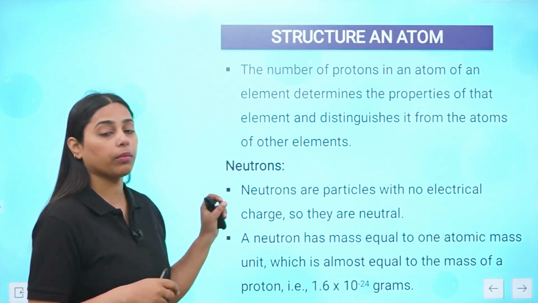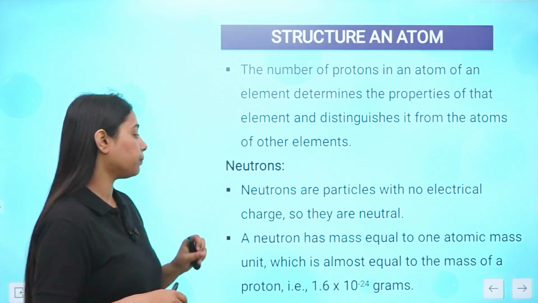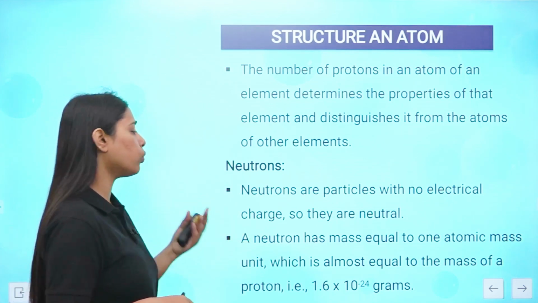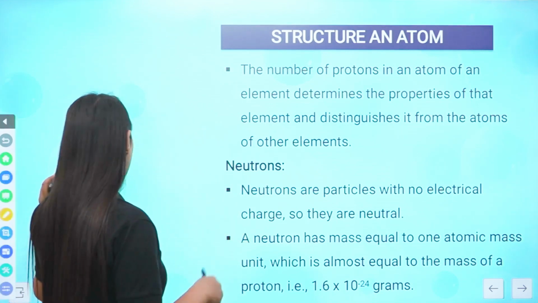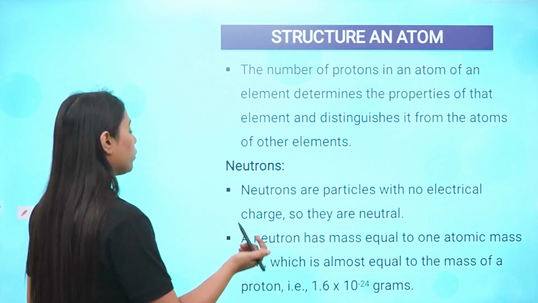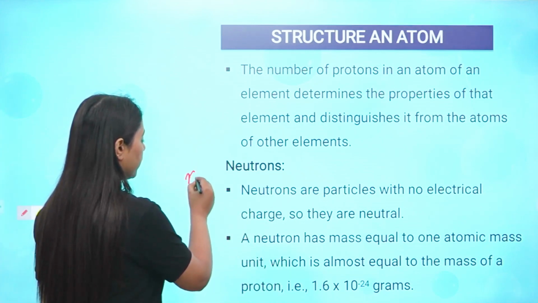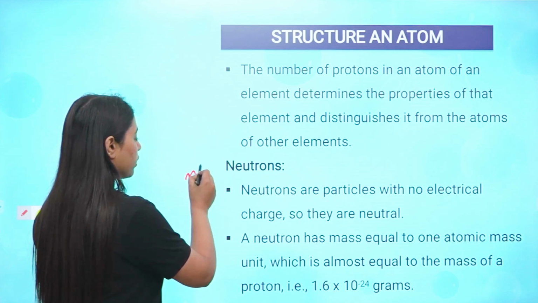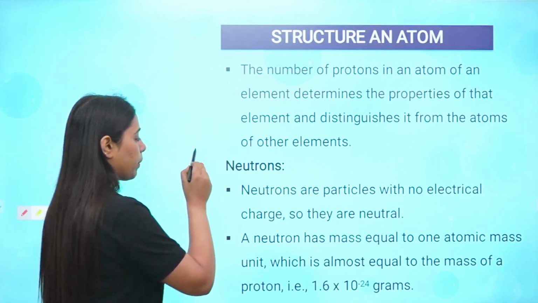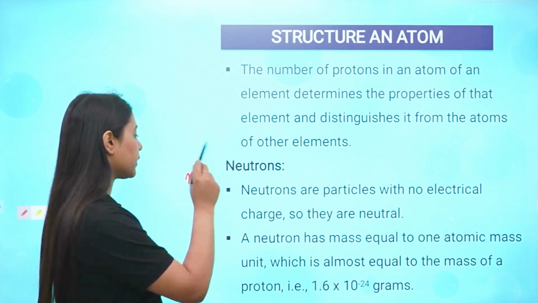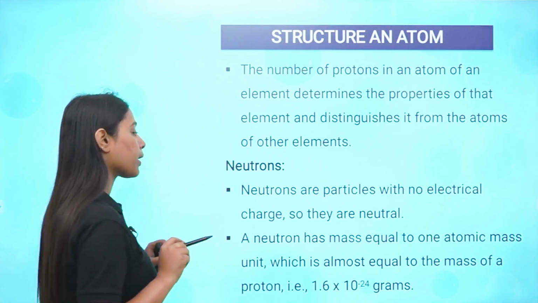Then the third subatomic particle is neutrons. These are particles with no electric charge, so they are neutral in nature. Neutrons are represented by the symbol small n, and because they don't have any charge, you can show it by 0. Simple. This is the representation for a neutron.